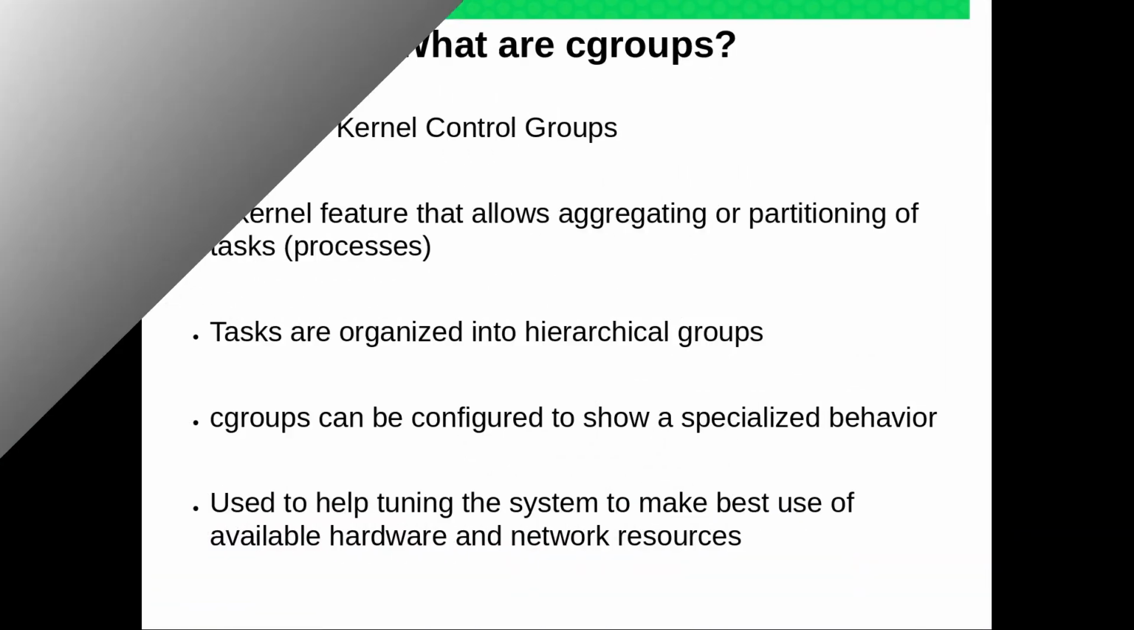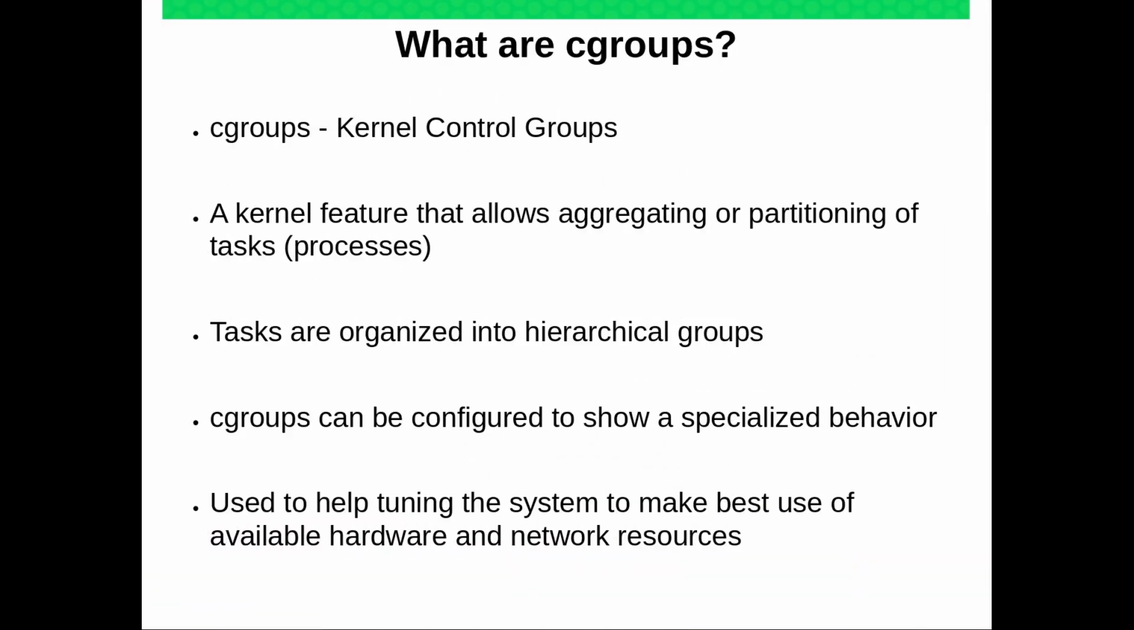So first of all, let's understand C groups. C groups are kernel control groups. They're a kernel feature that is designed to allow you to aggregate or partition tasks or processes together and affect those aggregations and partitions as a whole by executing a single command against those control groups. Now, tasks are by default organized into hierarchical groups, and that doesn't change within a C group.